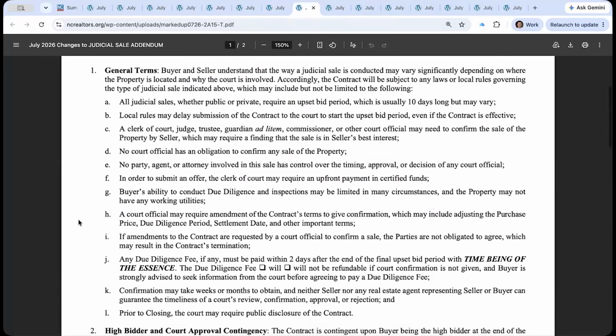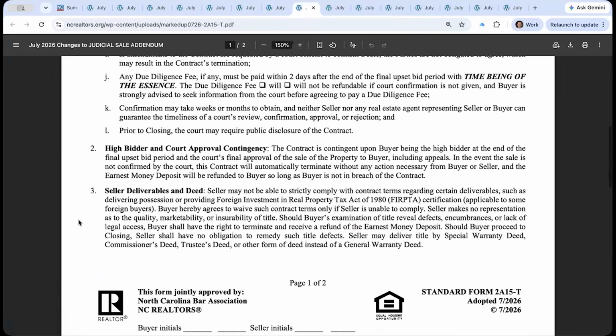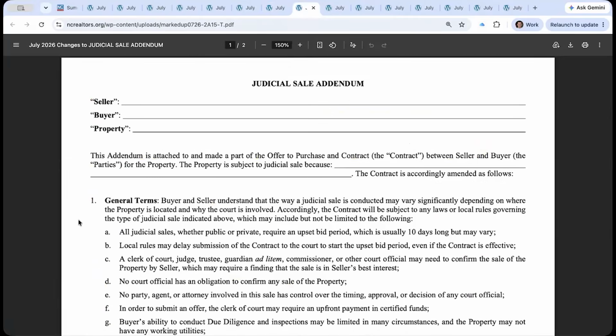Next up, we've got another brand new form. This is Form 2A15-T, and it's a judicial sale addendum. Historically, the NC Realtors purchase contracts don't work very well in the court context. They're really designed more for a more conventional kind of transaction. However, this addendum makes a lot of adjustments to the purchase contracts to help them work in that context now much, much better. So let's take a look at this. I'm not going to cover it in too much detail.